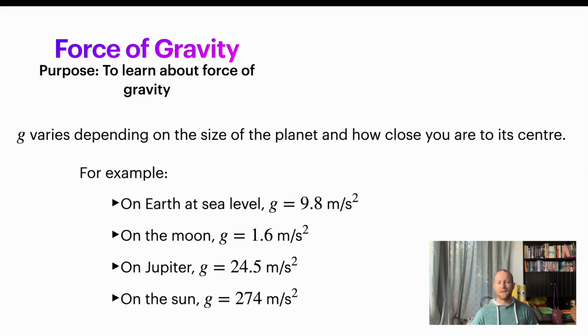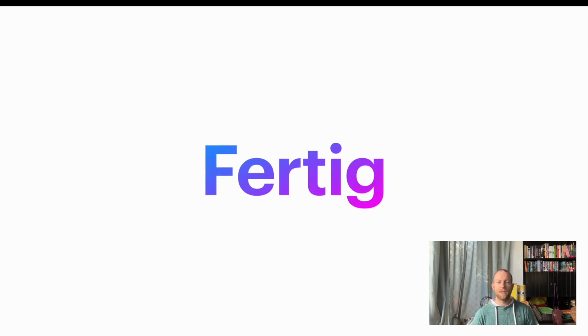So g depends on lots of different things, and that's going to affect your force of gravity. If you're on the Earth's surface, you're going to have a different force acting on you than on the sun. On the sun, you'd be squished and really hot. So that's it. This is a very short video all about forces, an introduction to forces, and hopefully that all made sense.